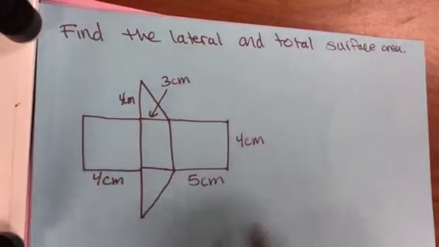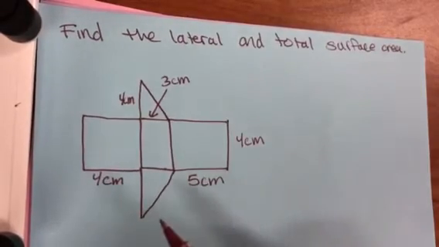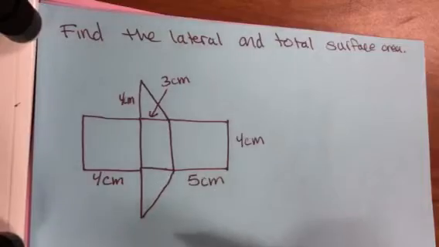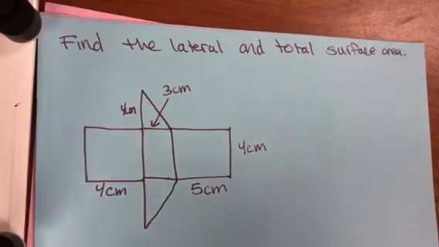So do we know what shape this was originally? I know it has a triangle in it, so it's going to be a triangular something. If it's triangular and it's got 2 triangles, that means it's a triangular prism. And the base of my triangular prism is a triangle, because it's a triangular prism. So my bases are my triangles. What are my lateral faces? The 3 rectangles.